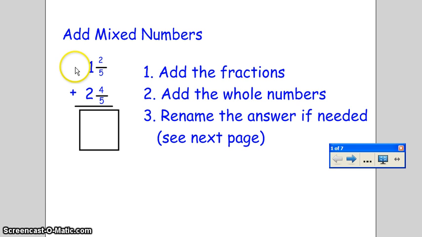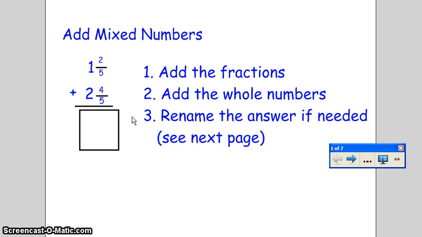A mixed number, remember, is when we have a whole number and a fraction. What we do to add mixed numbers is we start by adding the fractions, adding the whole numbers, and then renaming if necessary down to its simplest step. I would like you to stop the video and write down these 3 steps, and then when you're done, please start the video again.